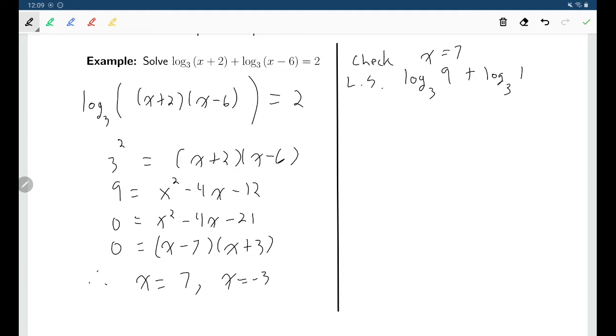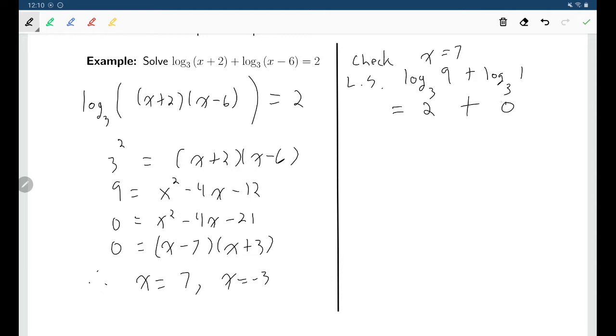So that's log base 3 of 9 plus log base 3 of 1. And that's easy enough to evaluate. Log base 3 of 9, 3 to what power gives you 9? The power is 2. Log base 3 of 1, 3 to what power gives you 1?